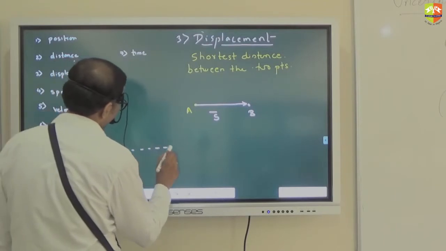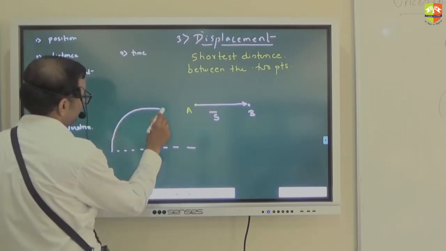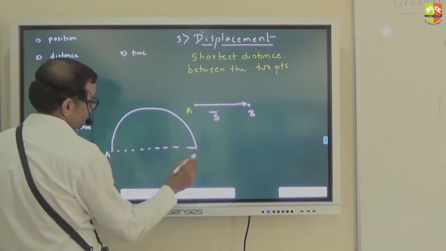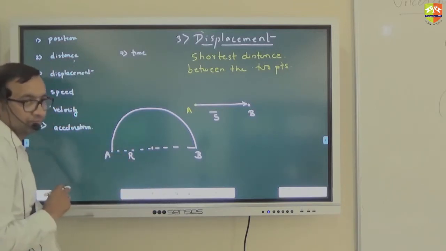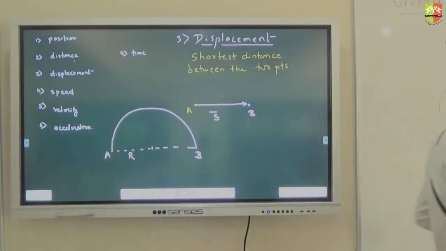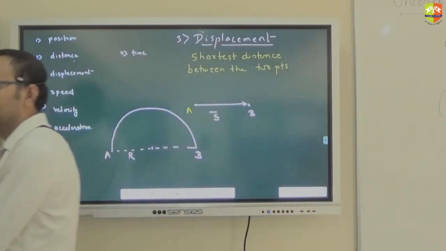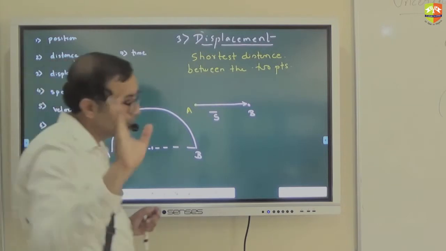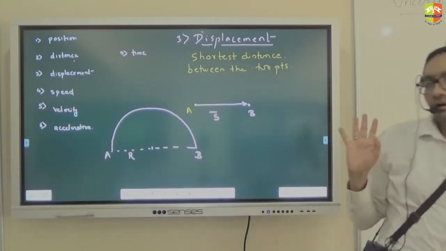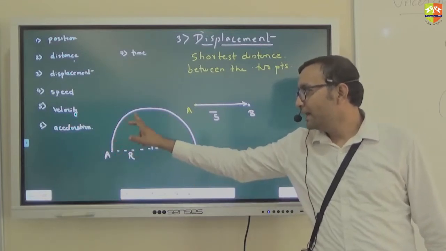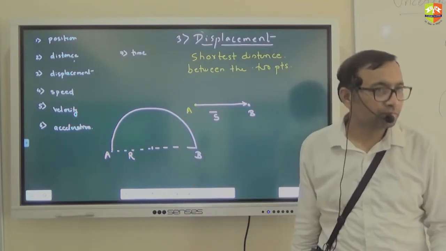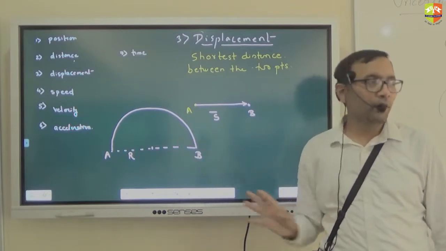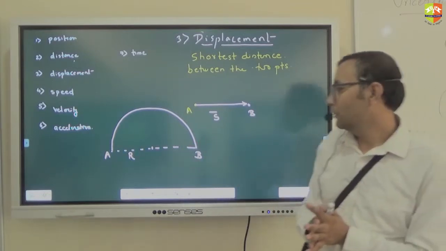First one is this. Object is going from A to B in a circular path of radius r. Okay? Tell me its distance, how much, and magnitude of the displacement is what? Displacement is 2r? 2r is a displacement? Pi r is a distance? Pi r is the circumference of this path? Yes or no? Pi r is a distance and 2r is the displacement. Yeah.